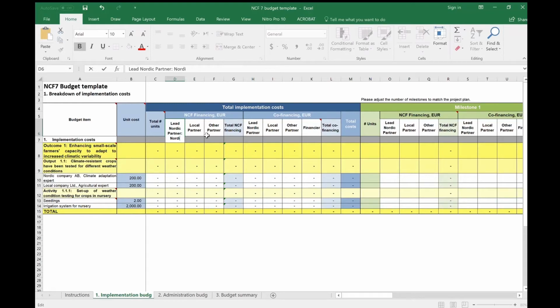These can be the lead Nordic partner, local partners, or other Nordic partners of the project. When inserting the names of the partners, please include a reference to the type of partner of each organization. For example, when writing down the name of the lead Nordic partner, we also include the text lead Nordic partner. Delete any unnecessary columns.